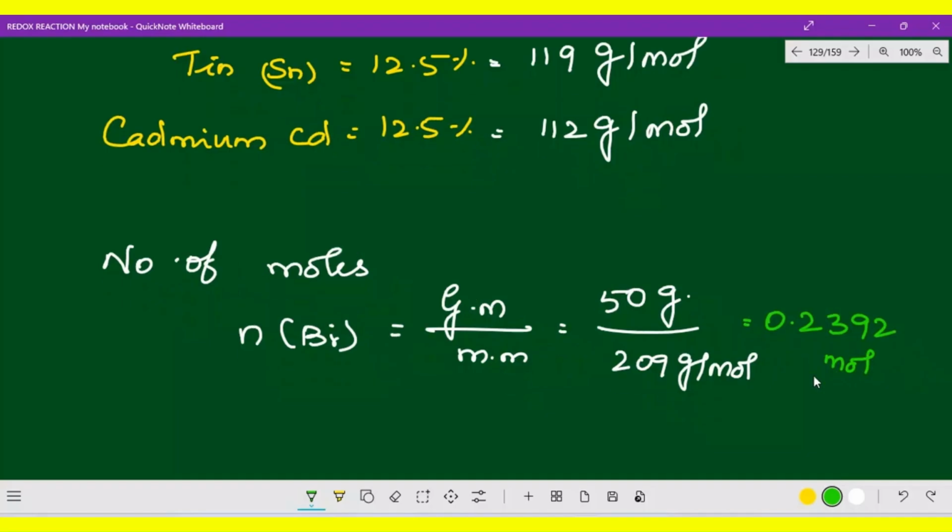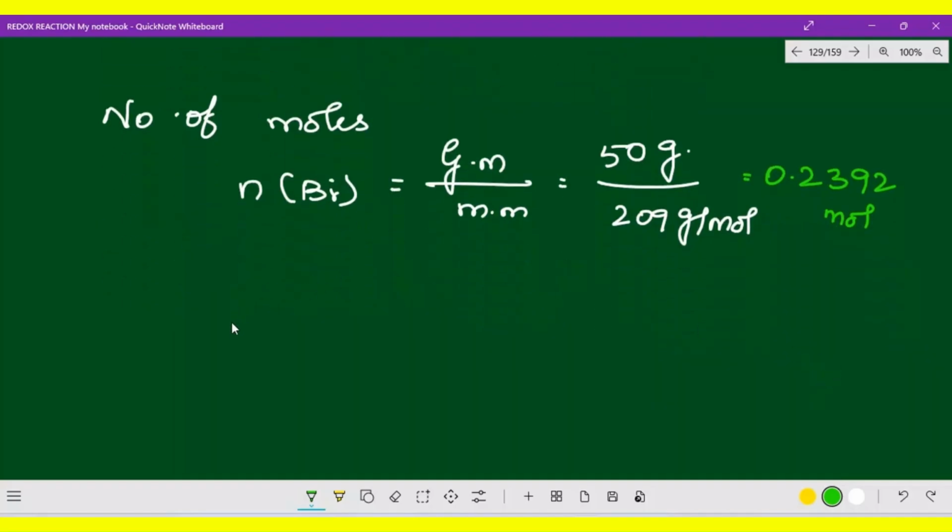Right, now the same way, next one lead, moles of lead, Pb. So the same way here, 25 divided by 207, right? 207 gram per mole, right? This is gram. So when you cancel each, you will get how much?